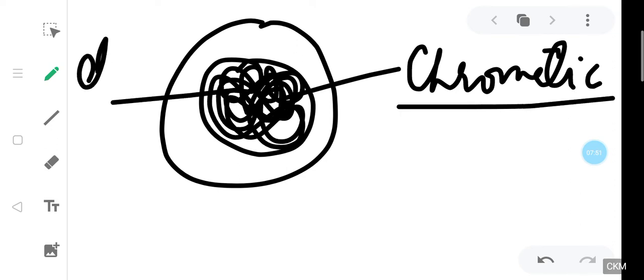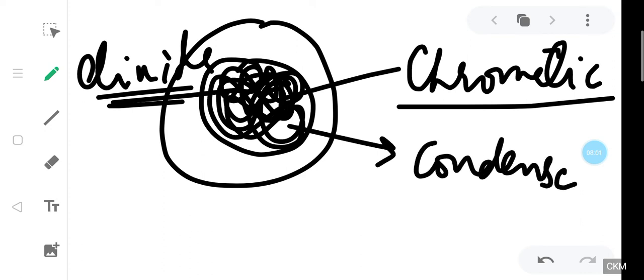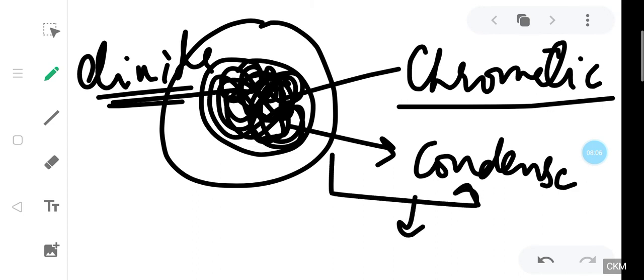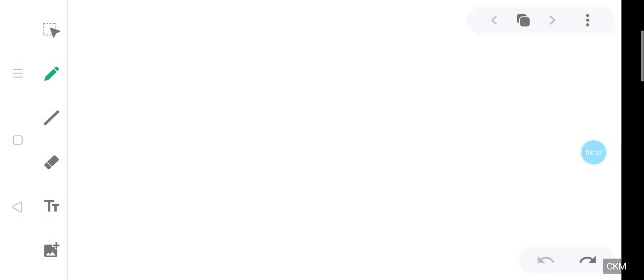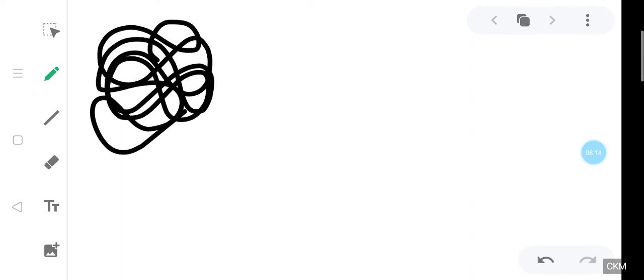When the cell is going to divide, this chromatin used to condense itself. And this thread-like structure, when it condenses itself, becomes a chromosome. Well, how does this thread-like structure condense itself?